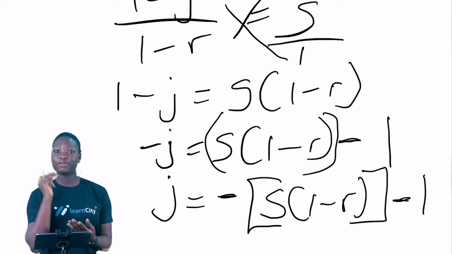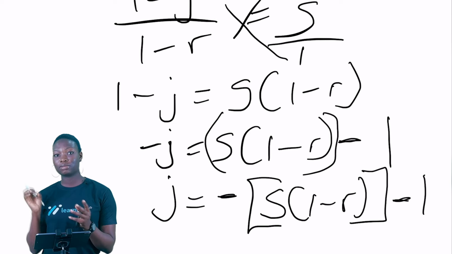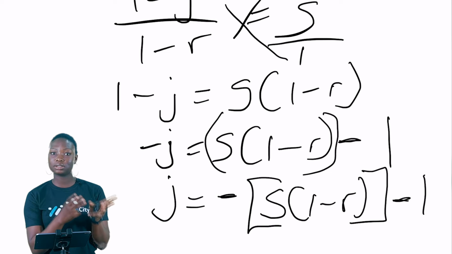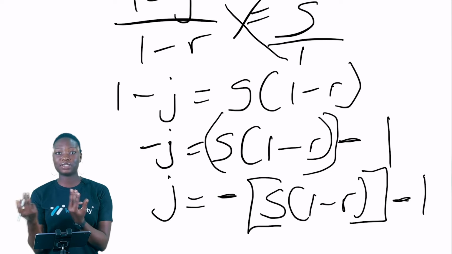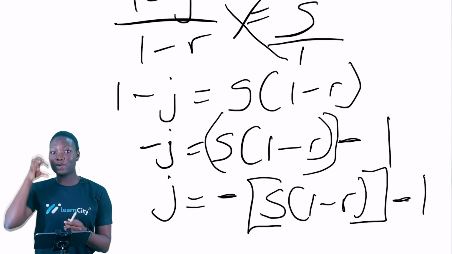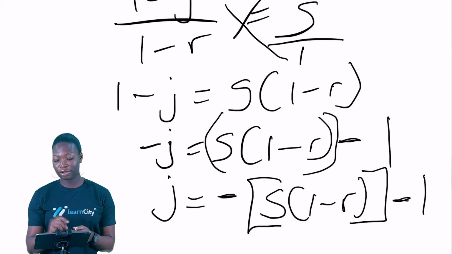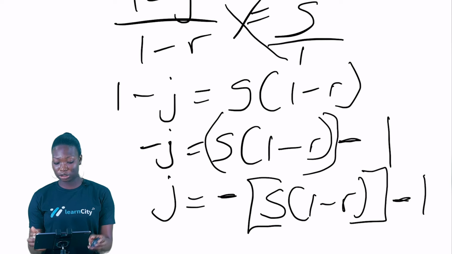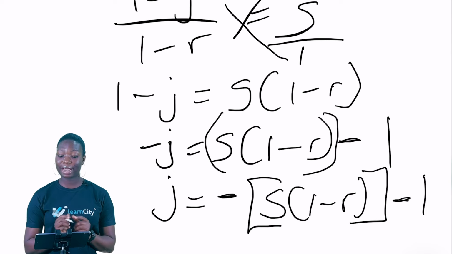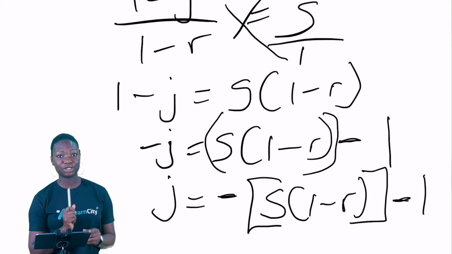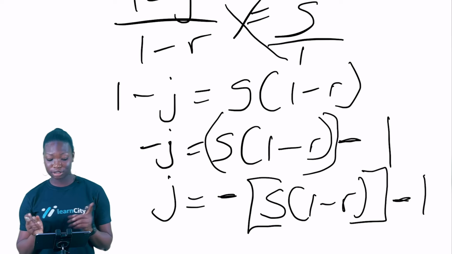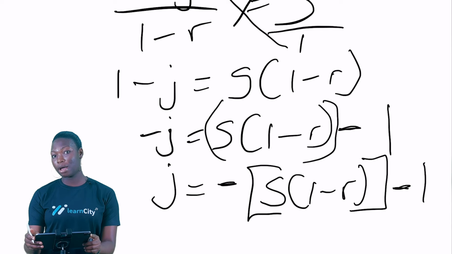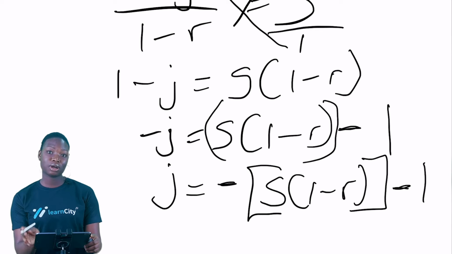So basically, the first thing we did was we removed the fractional part that was there. Then we tried to place the terms of the same kind together to pick out the number or the particular letter that we are looking for. Then we factorize, or we possibly simplify to the lowest form possible. So for this question, 1 minus j over 1 minus r equals s, making j the subject of the formula, our answer is j equals minus bracket open s into brackets 1 minus r brackets close minus 1.